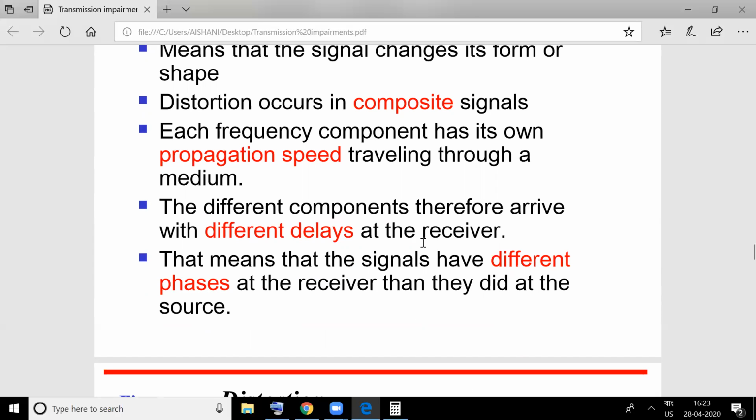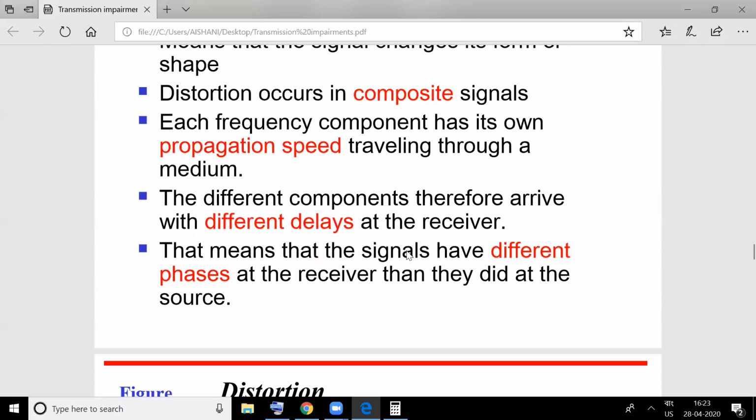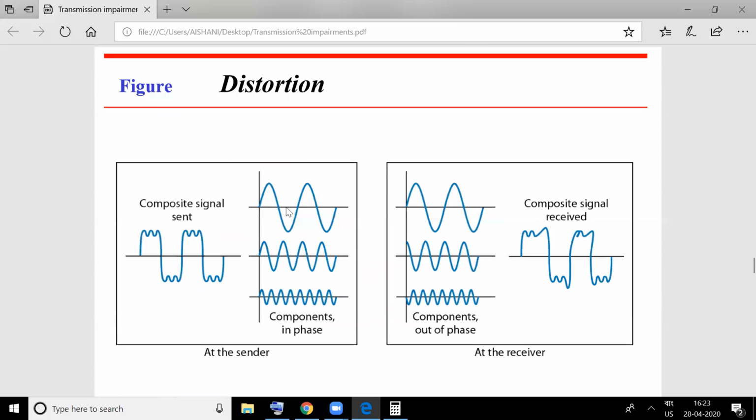The different components will arrive with different delays. That means the signals are in different phases. For example, if we look at the composite signal here, this is the composite signal, and finally because of the distortion we see the signal's angle has changed. So this is the change of signal phase. Basically the change here is a change in the phase of the signal. This is 0 degree and this is 180-degree signal.